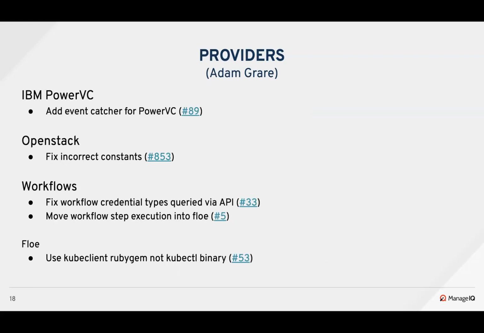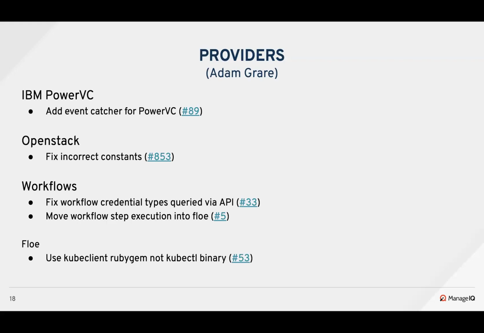For Power VC, the Power team added an event catcher for the Power VC provider. They limited it specifically to Ceilometer, since that's what is present in Power VC. There technically is also AMQP/RabbitMQ, but they weren't able to test that in time, and so they are only exposing Ceilometer for now. For OpenStack, LJ fixed some incorrect constants that were blocking his Zeitwerk PRs. And for workflows, we fixed an issue with credential types not being able to be queried via the API.